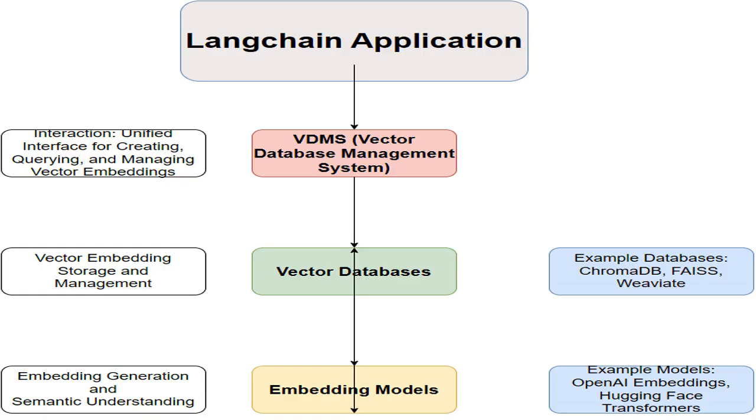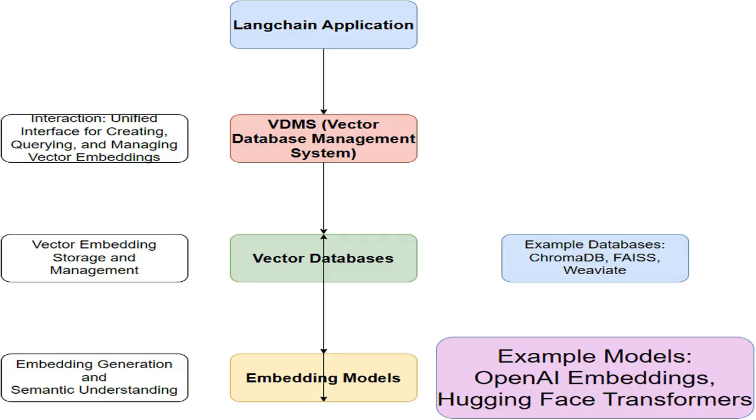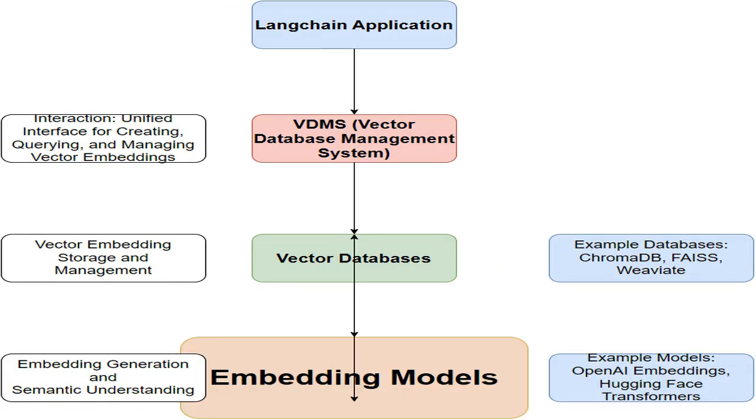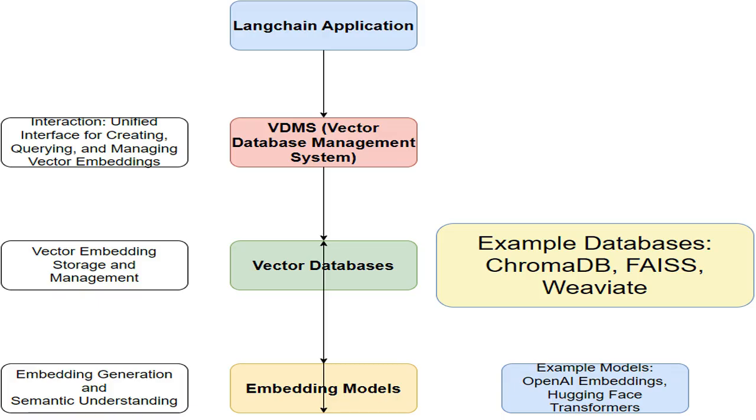LangChain applications are built using large language models, LLMs, to create intelligent systems. OpenAI embeddings and Hugging Face models provide pre-trained models for generating vector embeddings. Embedding models are algorithms that convert text, images, or other data into vector embeddings. ChromaDB, FAISS, and Weaviate are examples of vector databases used to store and manage vector embeddings.